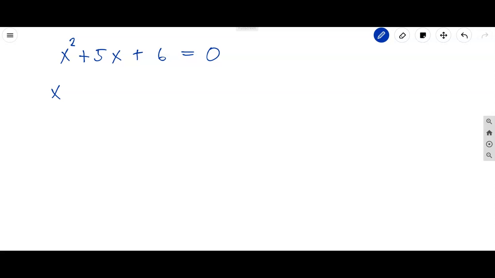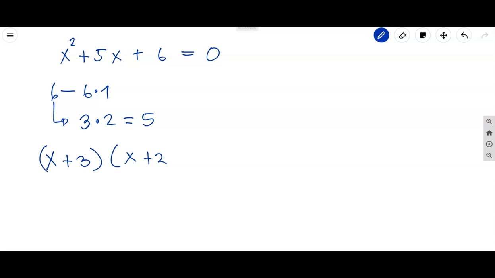What are the factors of 6? First, 6 times 1, but 6 times 1 will not give us 5. So we go to the other factors, 3 times 2. That will give us 5. So the factorization is x plus 3 times x plus 2 equal to 0. Then we will separate the two factors and equate each to 0.